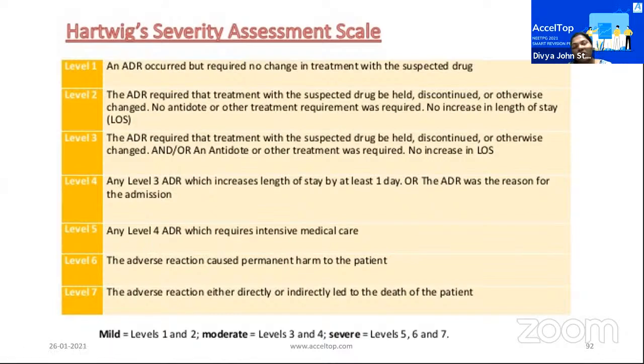So over here, your Stevens-Johnson patient, she was admitted to the ICU. So it becomes level 5. Level 6 is which produces a permanent harm to the patient. Level 7 is nothing but it resulted in mortality. Okay, so based on this grading, your mild is your level 1 and 2, moderate is your 3 and 4, severe is your 5, 6 and 7.